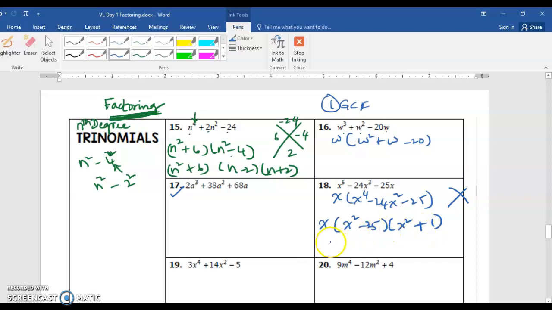So this x squared minus 25 can be further factored as x minus 5 and x plus 5 because 25 is a perfect square. And this becomes a difference of squares.